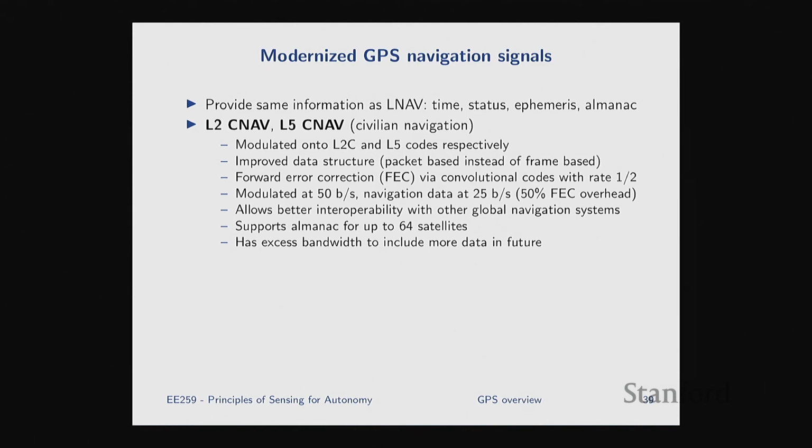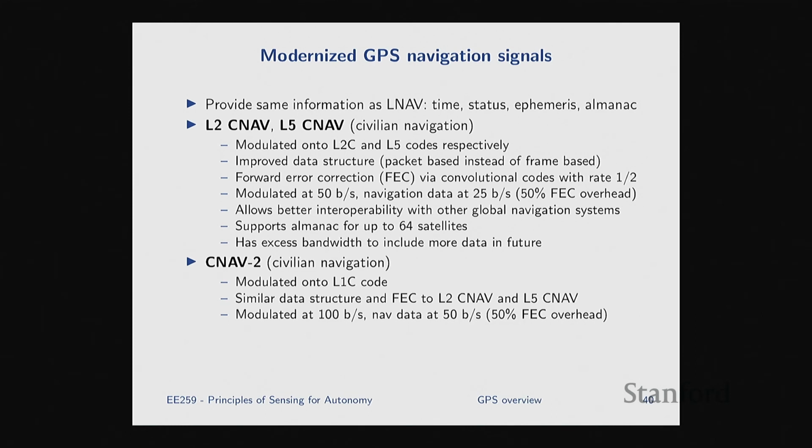But the modern ones are, again, better. They have error correction. There are some upgrades to the data structure, so they're packet-based instead of frame-based. Honestly, I don't know why that's better, but apparently it's better. Also, for instance, the almanac now supports up to 64 satellites. So in case they later decide to put many more GPS satellites in orbit, the almanac data frame now has the capability of providing the status of up to 64 satellites.